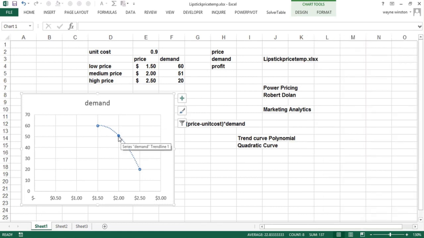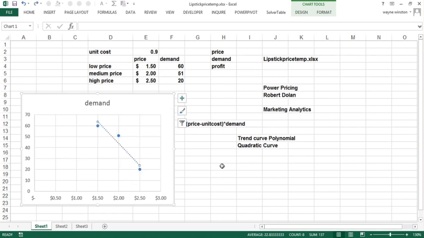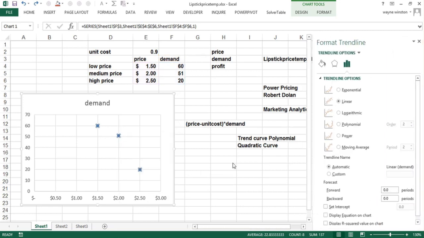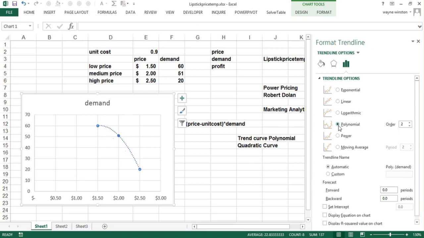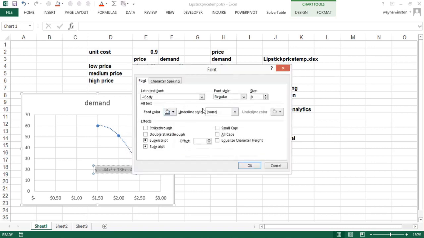Oops, I guess I didn't hit show equation. So let's just undo that. Control Z will undo that. Right click, add trend line, polynomial 2. I guess I didn't hit that display equation button. Okay, so let's make that a little bigger. Control 1, let's say 16.